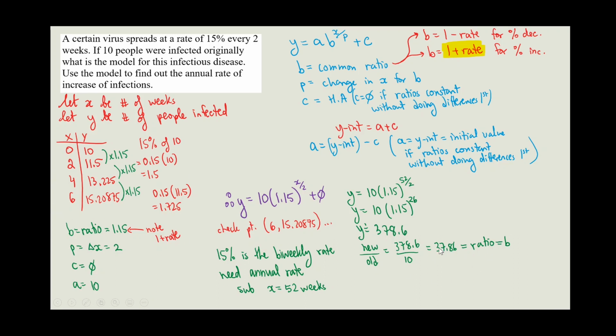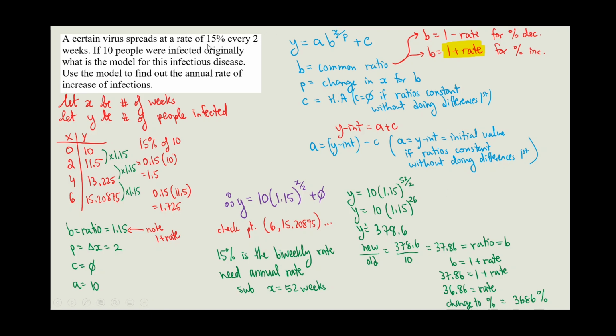So how do we find a rate out of the ratio? Please remember what we just wrote up here. B is equal to 1 plus rate. And so because we know our B, we can subtract 1 from both sides to get our rate. But please remember that this rate is the decimal version. If you want the percent version, it's actually 3,686%.